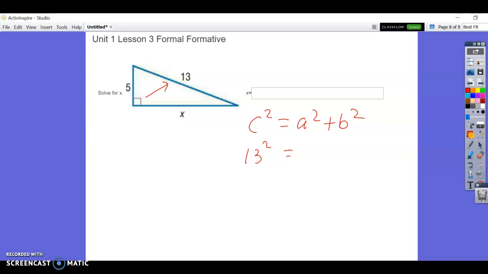Now, the 5 can be A or B. It doesn't matter. I'm just going to put it in for A. And you could put a B there, or you could put X. Since X is in the problem, I'll use an X. So this is 169 equals 25 plus X squared.